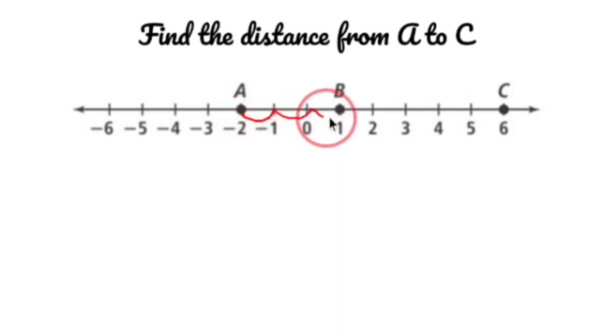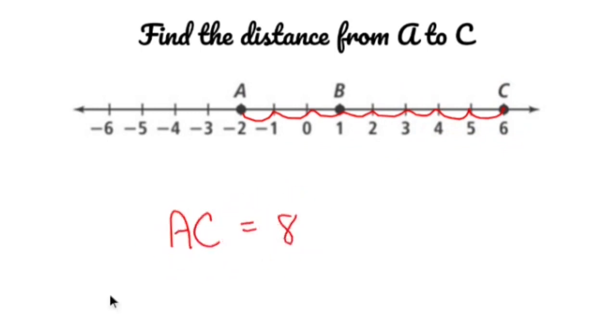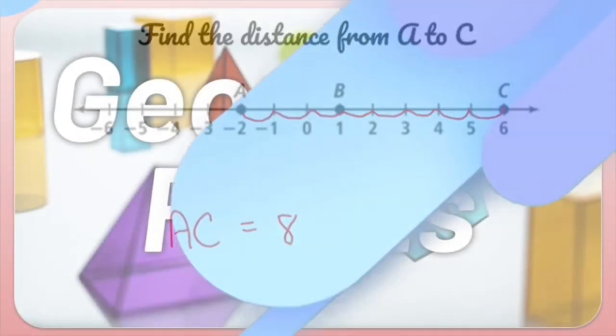1 unit, 2 unit, 3 unit, 4, 5 unit, 6 unit, 7 unit, more. Also known as 8. So we could say AC is equal to 8. And there you have it. That's it. We're done.